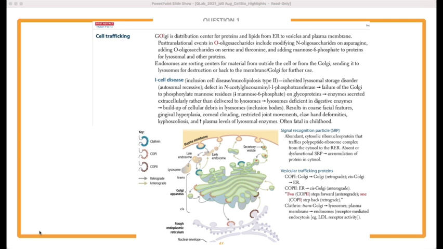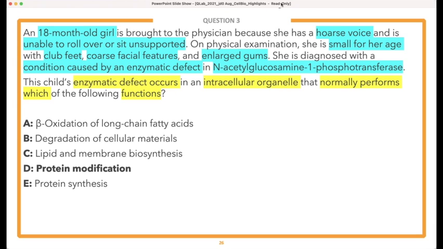a little bit, okay? So if we take a look back at our question, we can see there that if we look very closely at that lead-in, the enzymatic defect occurs in what organelle? The defect itself is occurring in the Golgi. Eventually, you get issues with the lysosome, but the defect itself is occurring in the Golgi. And that Golgi normally performs protein modification.